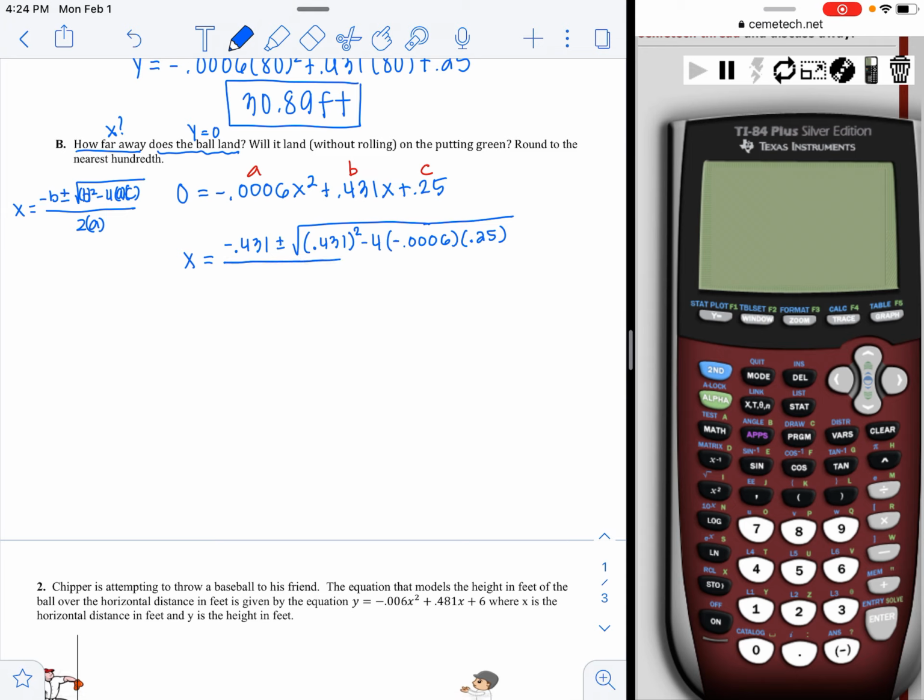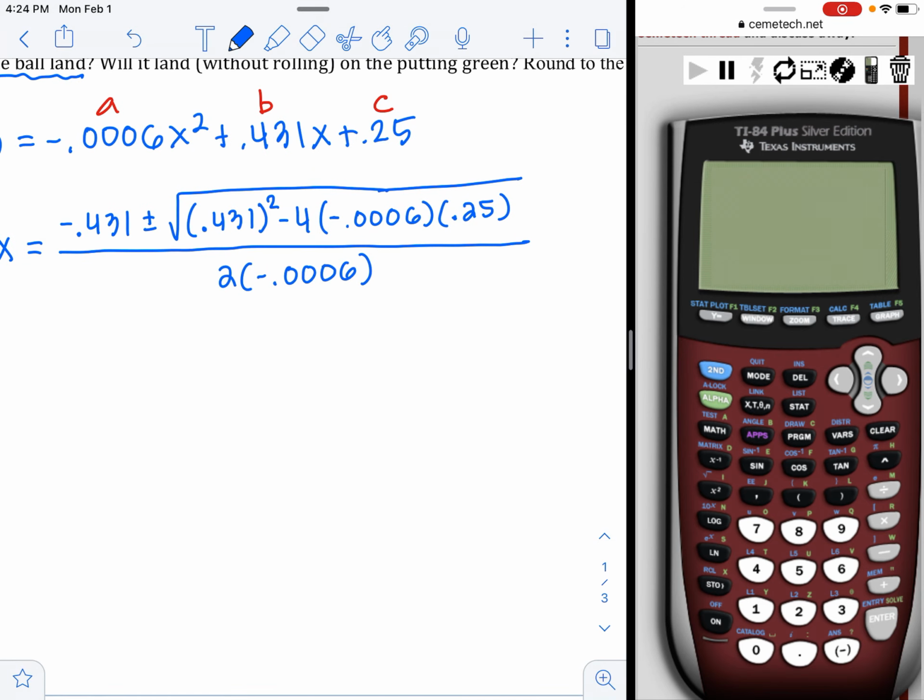All over. Notice I'm going from the negative 0.43 all the way to that. Okay, don't put the equal sign in the fraction though. 2 times a, 2 times negative 0.0006.